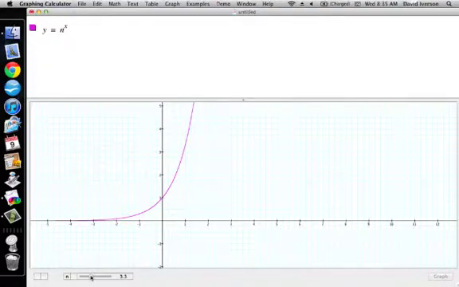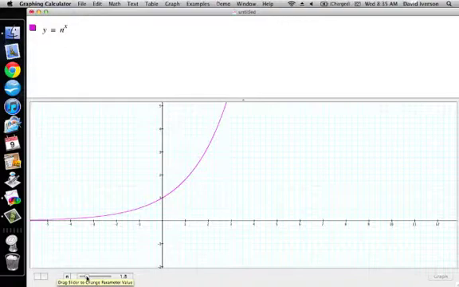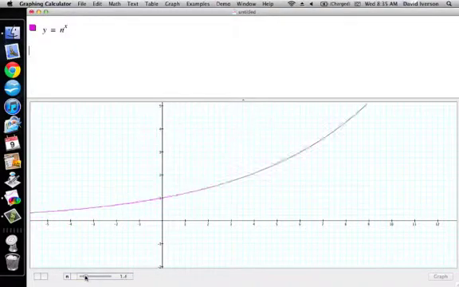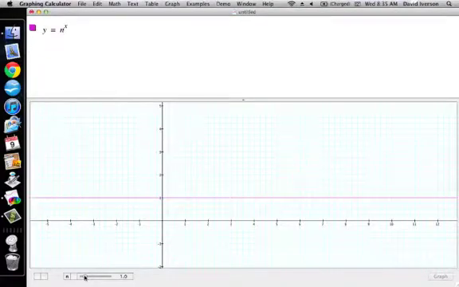All right, so then I guess the next question that I have is what's going to happen when n equals 1? So if I have y equals 1 to the x, what's going to happen? Well, let's see if I can get it. There you go. I've got a straight line. It's because 1 to the 2nd is 1, 1 to the 5th is 1, 1 to the 8th is 1. So I just get a straight line.